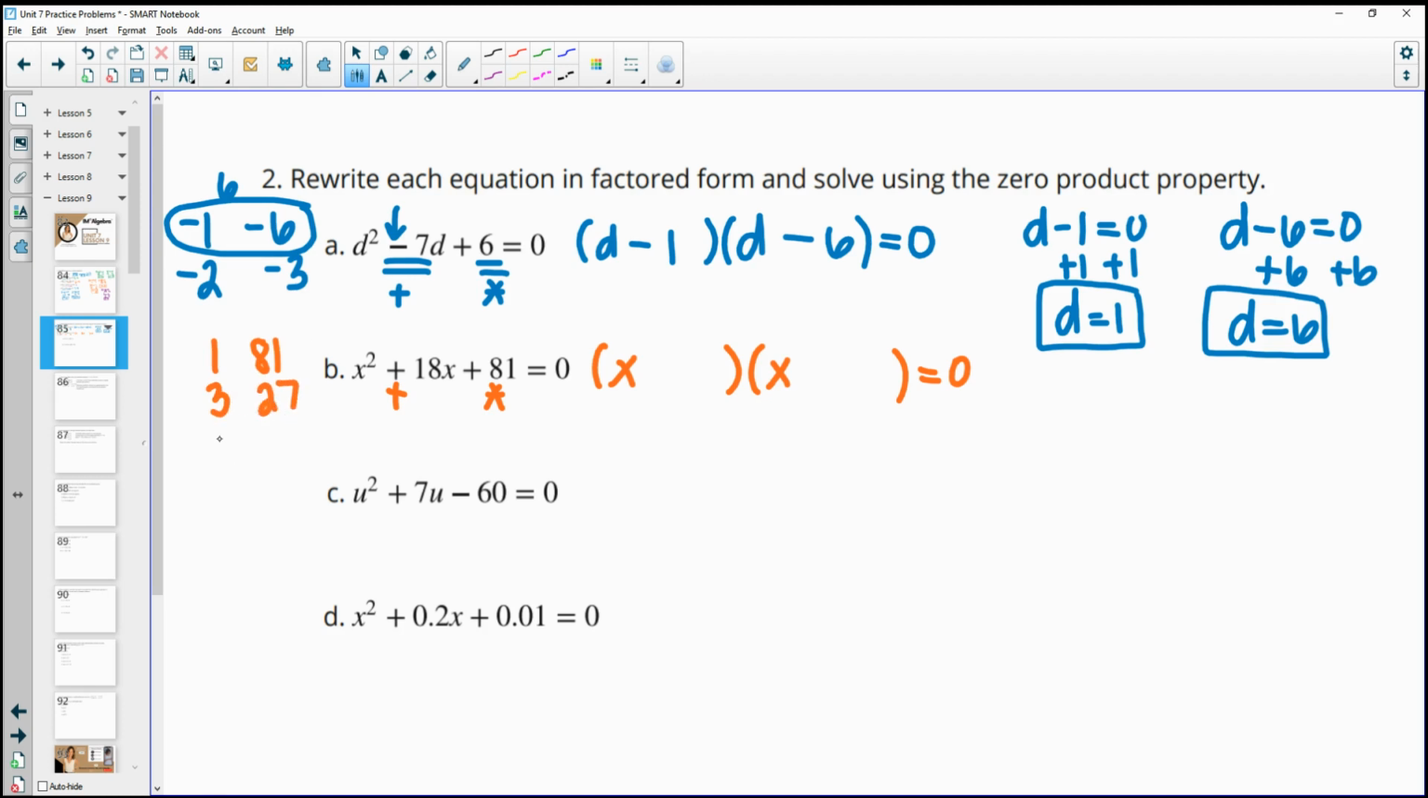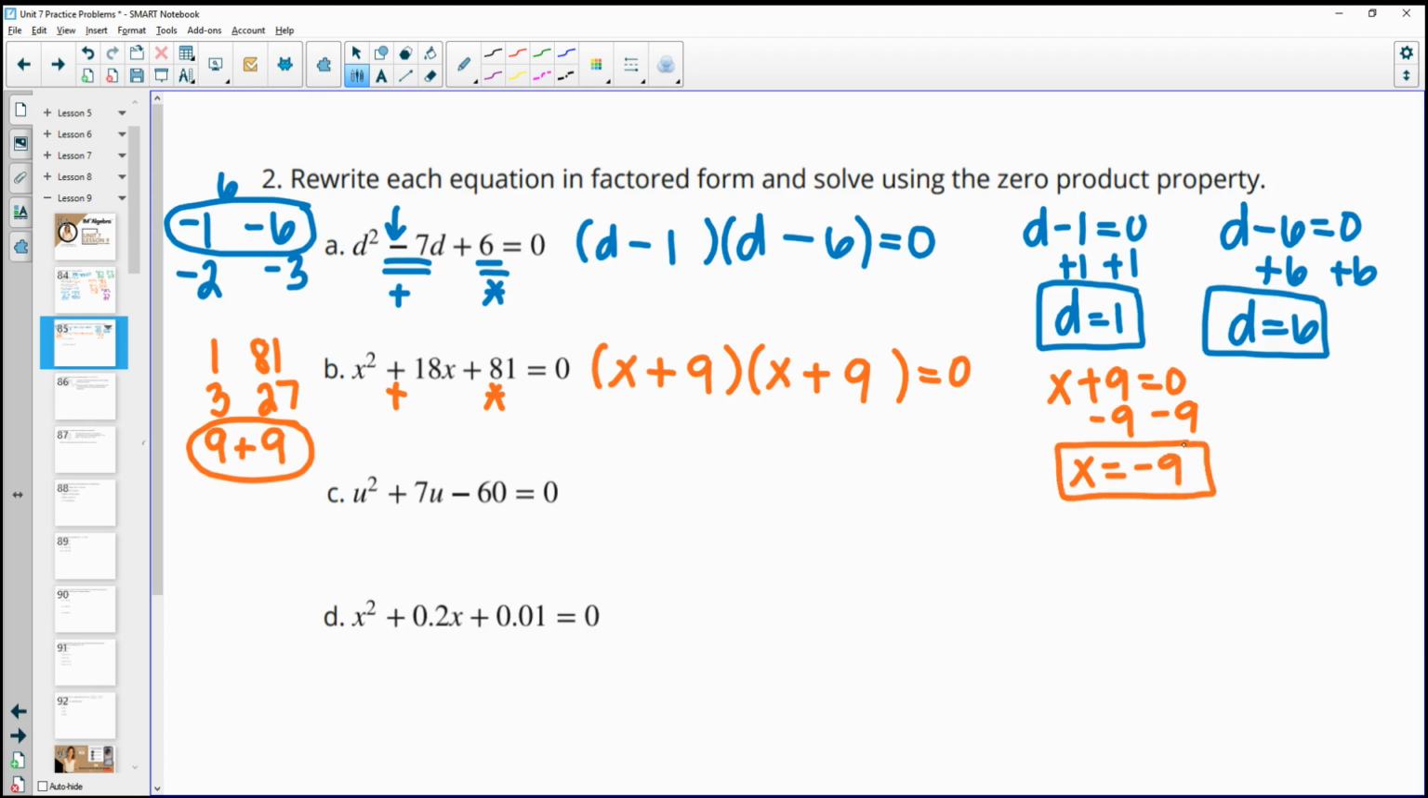3 times 27. It's not divisible by 4 or 5 or 6 or 7 or 8, but it is divisible by 9, which is 9 times 9. And here's the two that multiply to 81 and they also add to 18. So we would have x plus 9 and x plus 9. And then this is the same factor, so we only need to solve one of them equal to 0 since we'll get the same number both times. So we can subtract 9 from both sides and we get that x equals -9 as our solution for that.